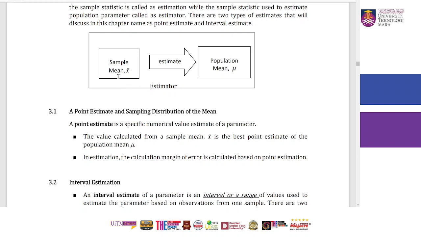Adakah sample mean hanya satu itu sahaja kita punya point estimate? No, we have plenty of point estimates. We have the standard deviation as a point estimate and so on. So, median also is a point estimate. But all these things dipanggil sebagai point estimate sebab dia hanya menunjukkan satu nilai. So, itu sebab dipanggil sebagai point estimate.